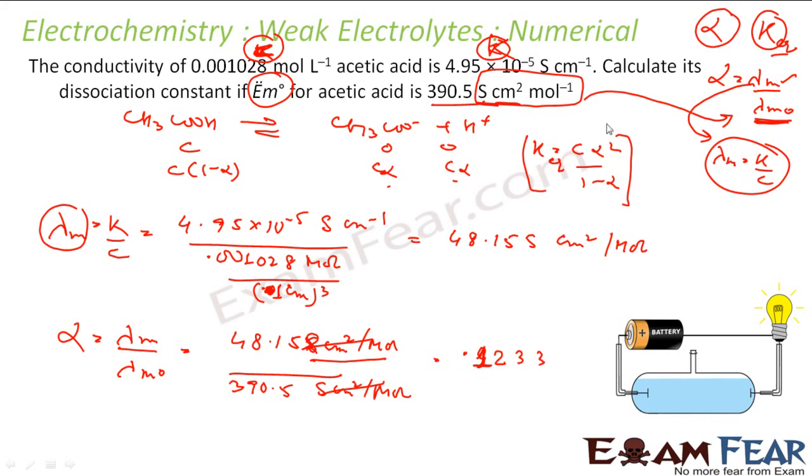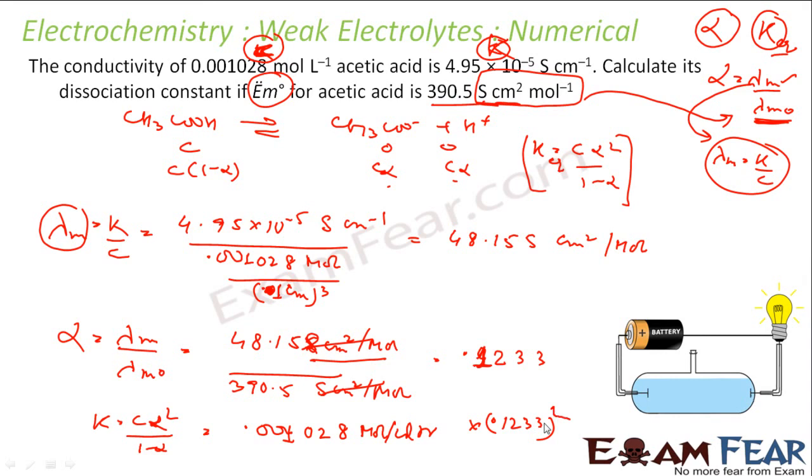Once I have alpha, I can easily find K. K is C alpha square by 1 minus alpha. Let's put all the values. C is what? C is given, that is 0.001028, and C, please note, here will be in molarity, moles per liter. It will not be in moles per centimeter cube or moles per meter cube. And the alpha is 0.1233 square by 1 minus alpha, that is 0.1233.